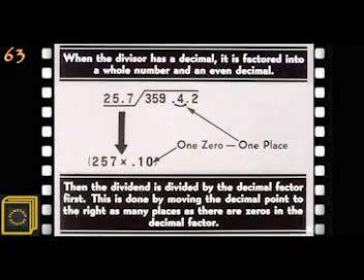When the divisor has a decimal, it is factored into a whole number and an even decimal. Then the dividend is divided by the decimal factor first. This is done by moving the decimal point to the right as many places as there are zeros in the decimal factor.